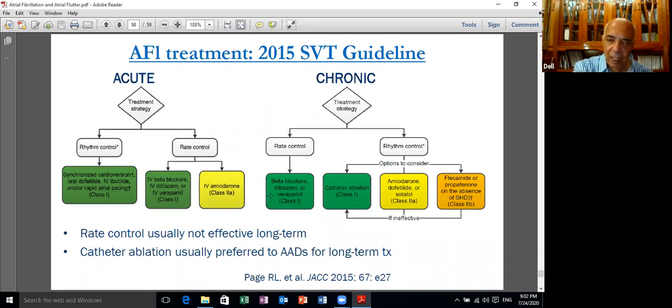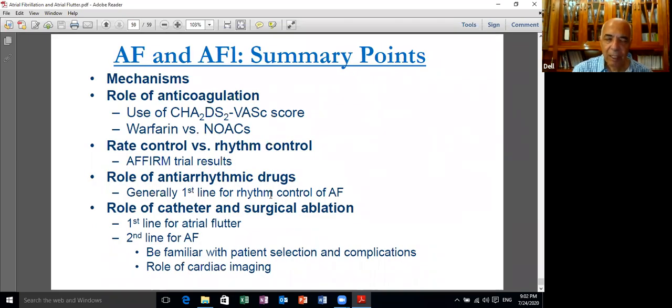So based on that, I will stop at this stage, and I think we covered the use of the CHADS2 and CHA2DS2-VASc scores, warfarin versus DOACs, rate versus rhythm control, the role of antiarrhythmic drugs, usually given first recommendation in patients with atrial fibrillation, and finally the role of catheter ablation, which is the first line in atrial flutter, but a second line after trying antiarrhythmic therapy in atrial fibrillation. So thank you for your attention, and let's get some questions.